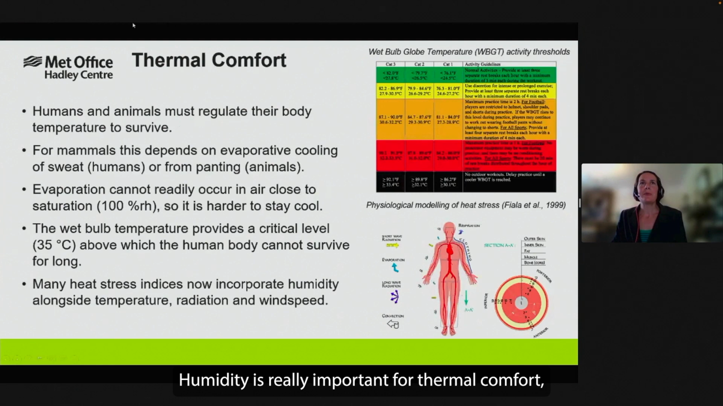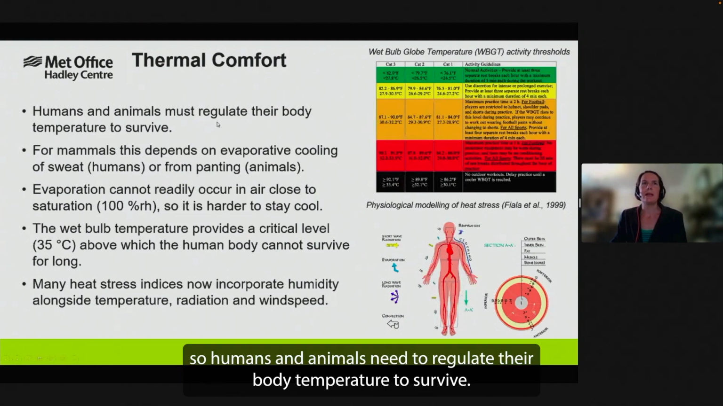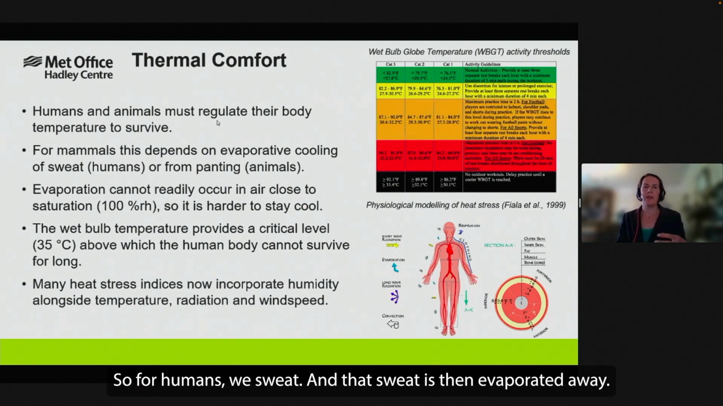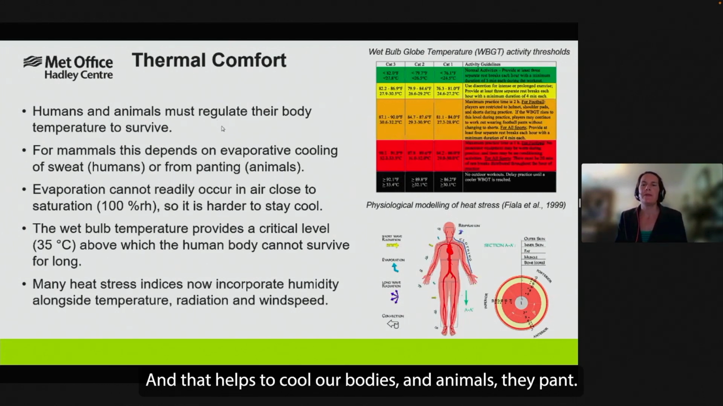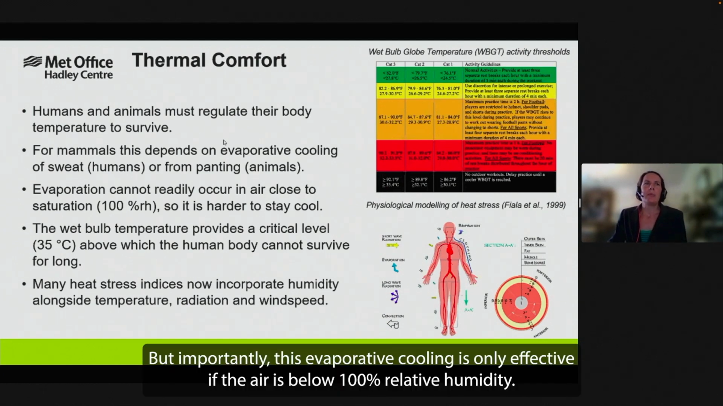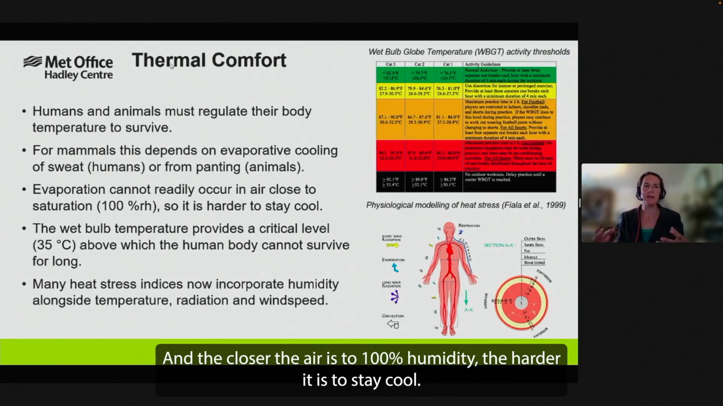Humidity is really important for thermal comfort. Humans and animals need to regulate their body temperature to survive, and for mammals, this depends on evaporative cooling. For humans, we sweat, and that sweat is then evaporated away, and that helps to cool our bodies. For animals, they pant, and this helps them evaporate moisture from their internal body surfaces and cool down. But importantly, this evaporative cooling is only effective if the air is below 100% relative humidity. And the closer the air is to 100% relative humidity, the harder it is to stay cool.